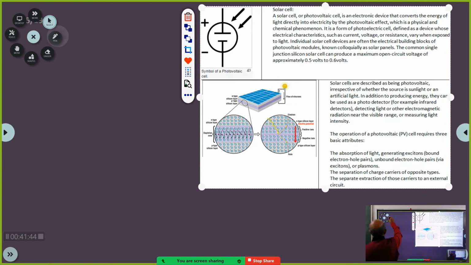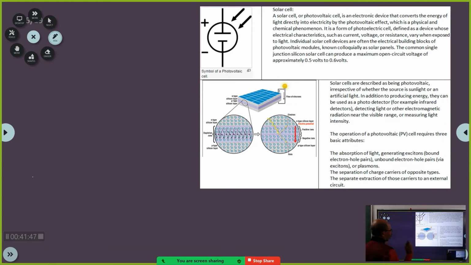Solar cell. Now this is the talk of the town, because there is an energy crisis all over the world. The symbol for a solar cell is this. That means light is falling and a cell is created. Solar energy is converted into electrical energy. A solar cell, or photovoltaic cell, is an electronic device that converts the energy of light directly into electricity. Electricity means electrical energy, the generation of charge, the generation of electrical power.